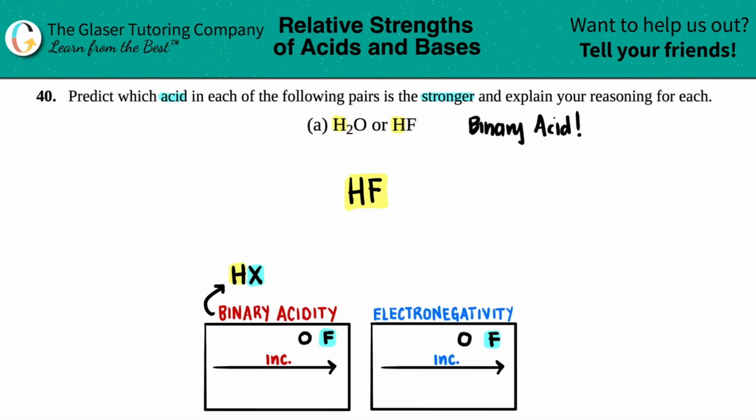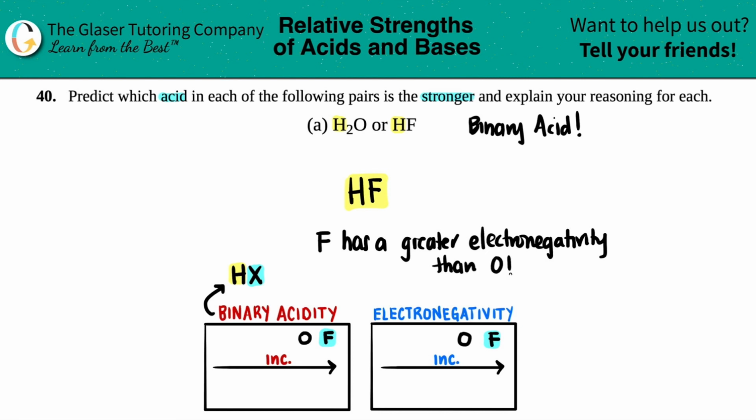So the reasoning behind this is because F has a greater electronegativity than oxygen. And that's it. And if it's a binary acid, you can always use these two trends together. And there you go.